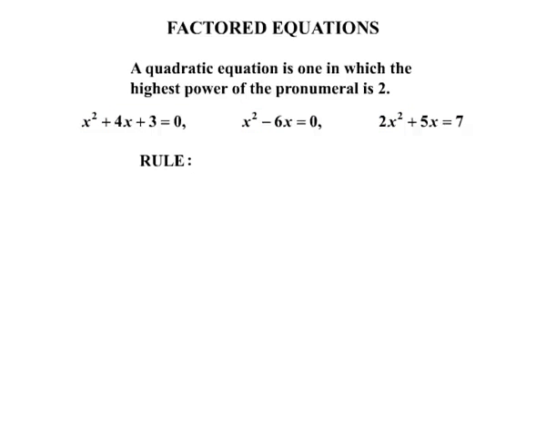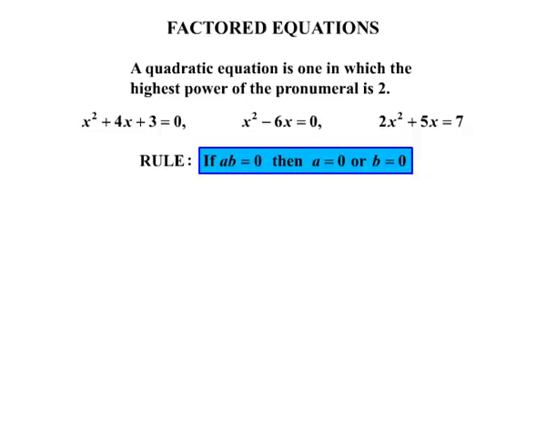Now the rule we're going to be dealing with is that if AB equals 0, then two solutions, A can equal 0 or B can equal 0. So an important idea there. So if AB equals 0, in other words, two factors multiplying to give 0, then either A can equal 0 or B can equal 0. Now let's see through some examples what that all means.